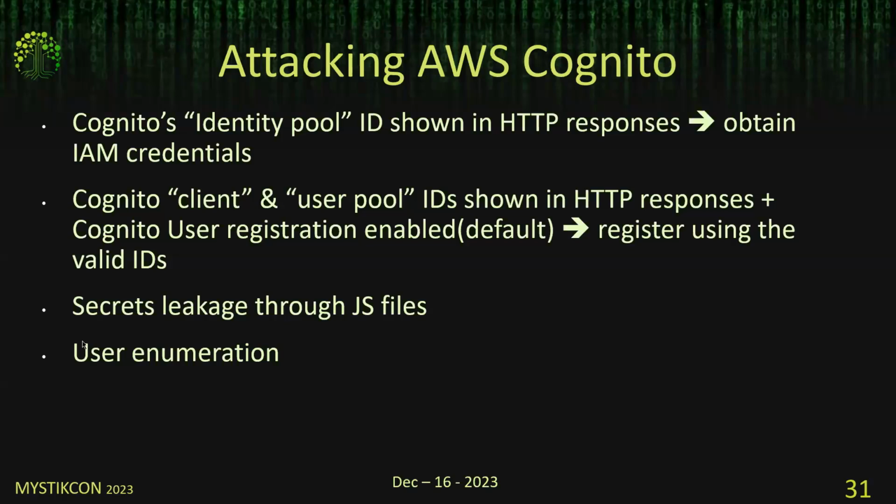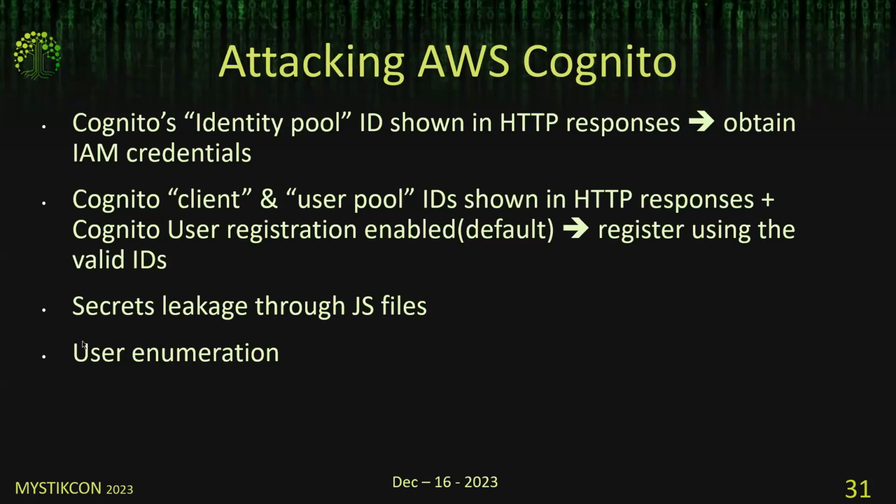Talking about Cognito client and user pool IDs: if they are being disclosed in HTTP responses, and if Cognito user registration is enabled, which it is by default, so that's a by default, by design feature, that can allow an attacker to register as a valid user using a valid ID. So that is how these two attack scenarios look.